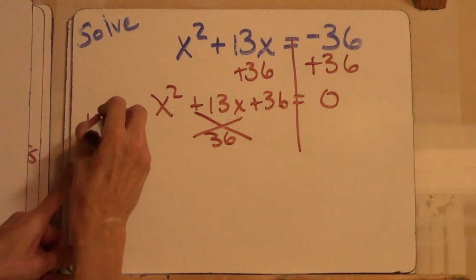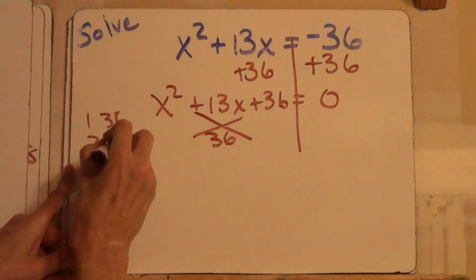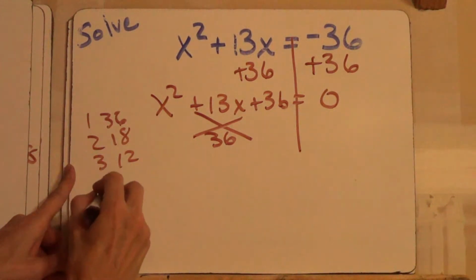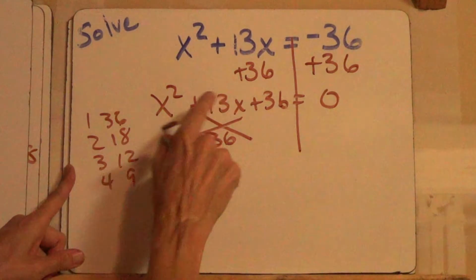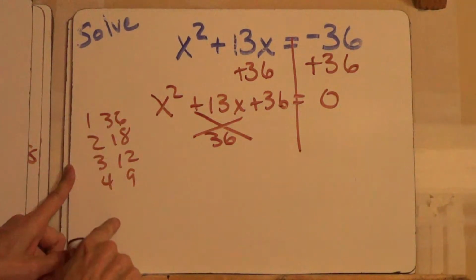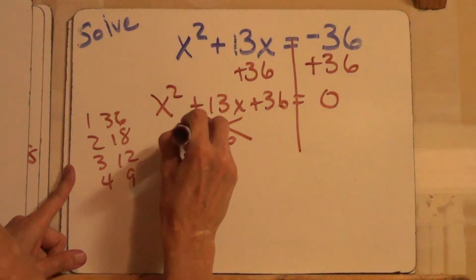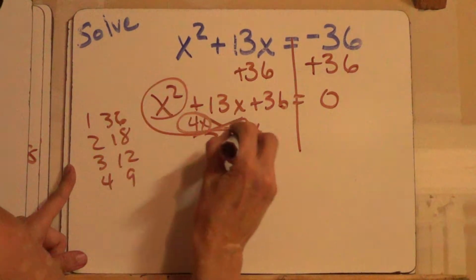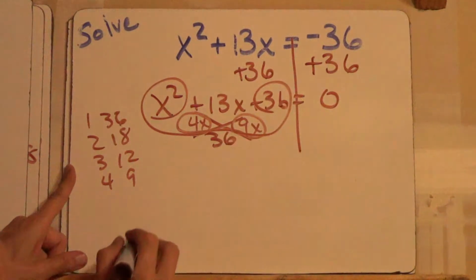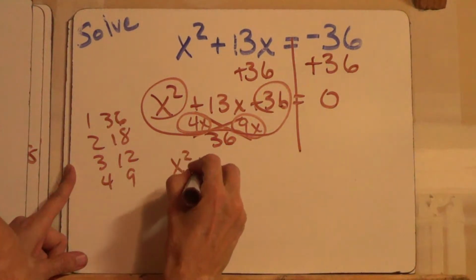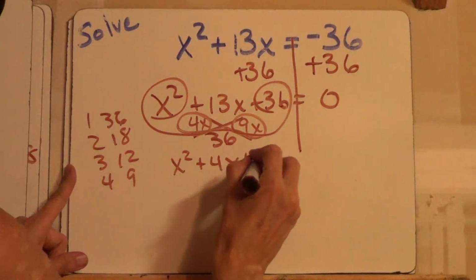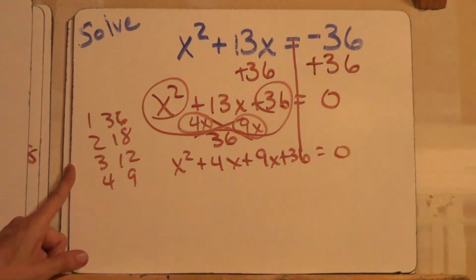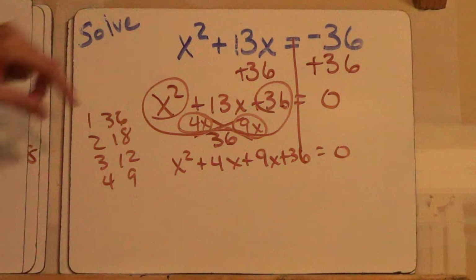1 and 36 is 37, 2 and 18 is 20, 3 and 12 is 15, 4 and 9, there we go, that's 13. See, I just keep going down the list till I get it. 4x, 9x, circle, circle, circle, circle. X squared plus 4x plus 9x plus 36 equals 0. Don't worry about the 0 right now, we're just factoring.